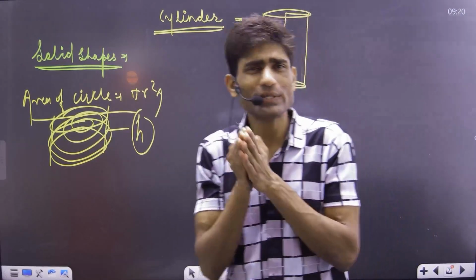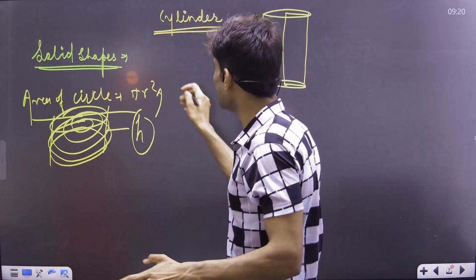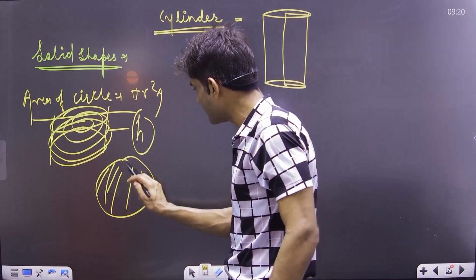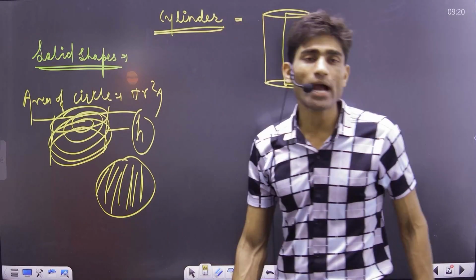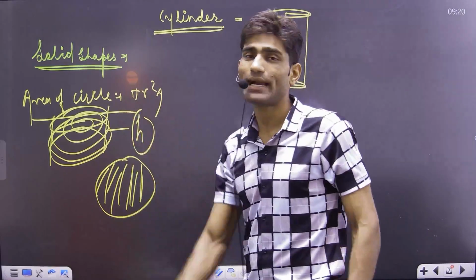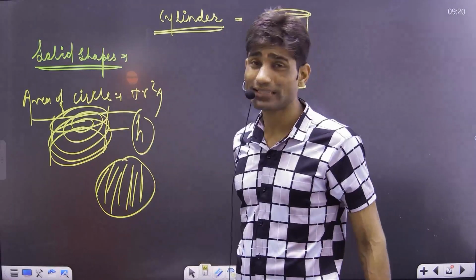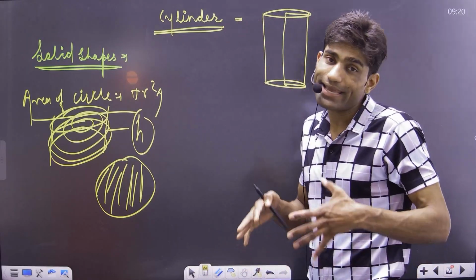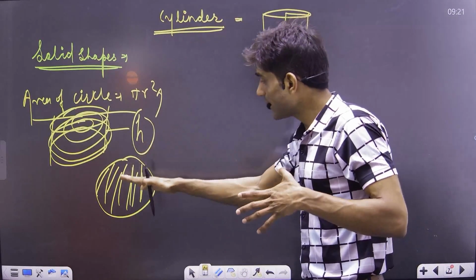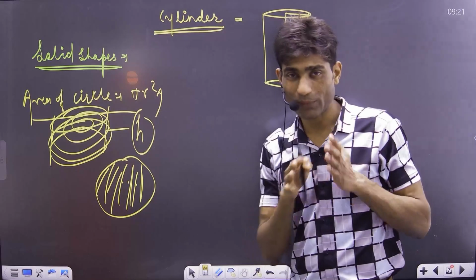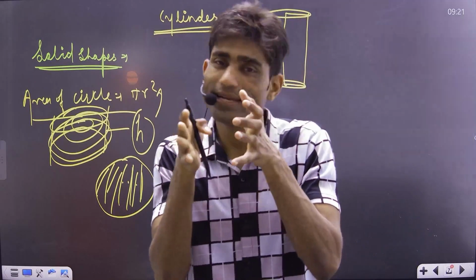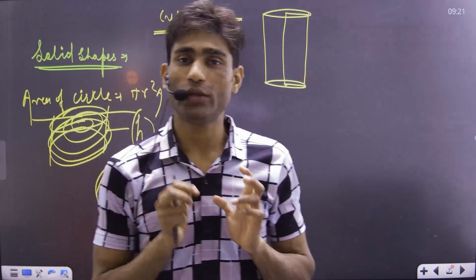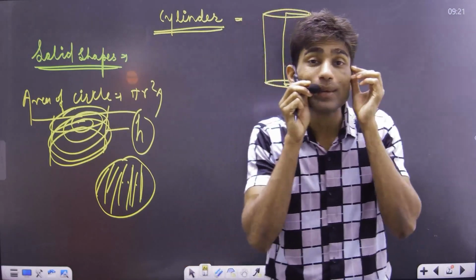Okay, what does area actually mean? Area means the complete inside part of that circle, which we write as the area of a circle. But in the case of a 3D figure, that area goes to the volume. In a plane figure, it is the area; in a solid figure, it becomes the volume. These are the major differences between plane and solid shapes.